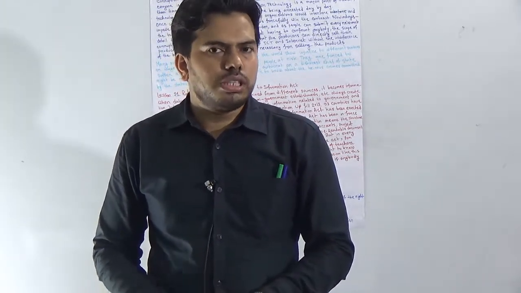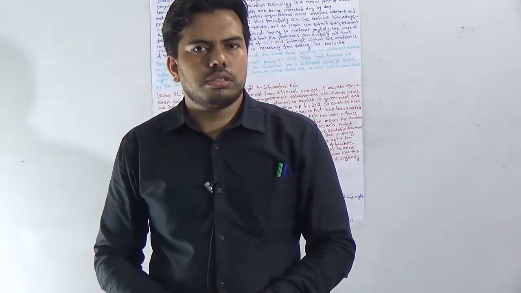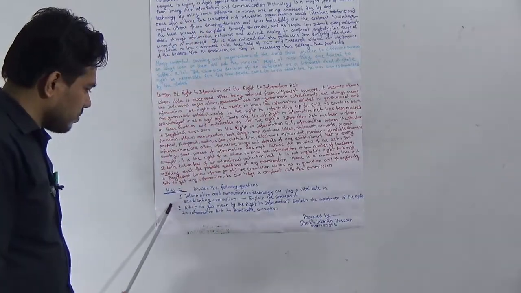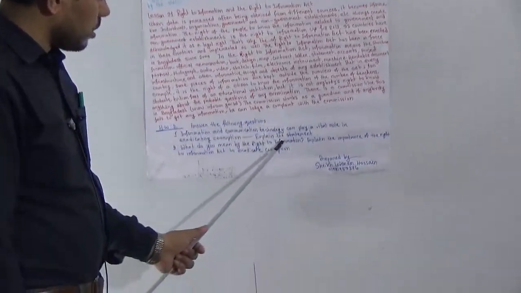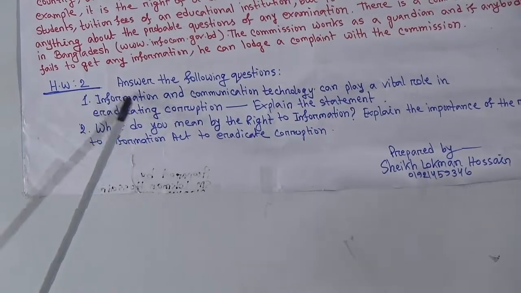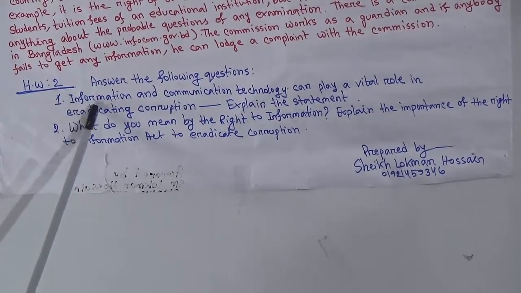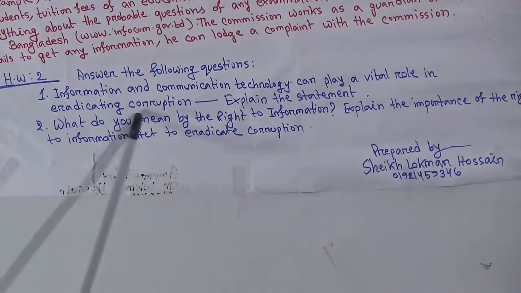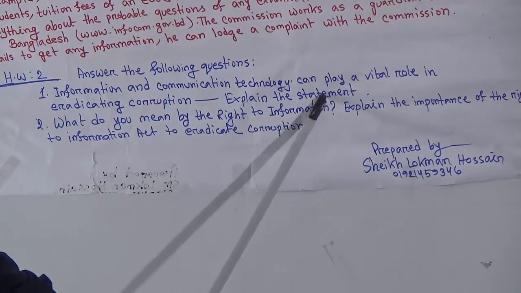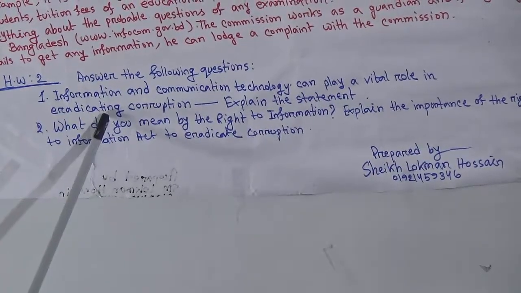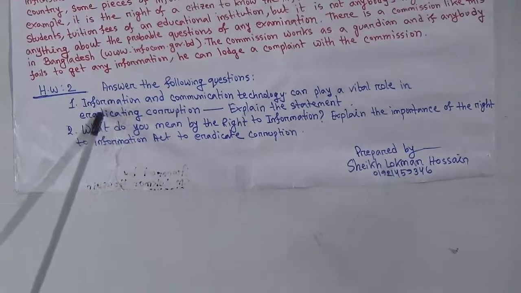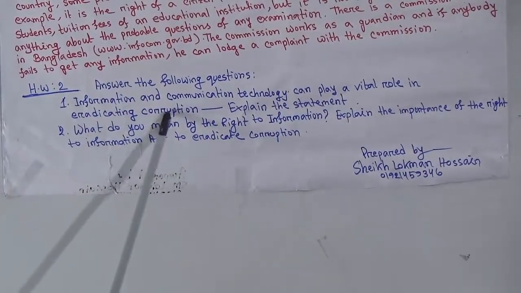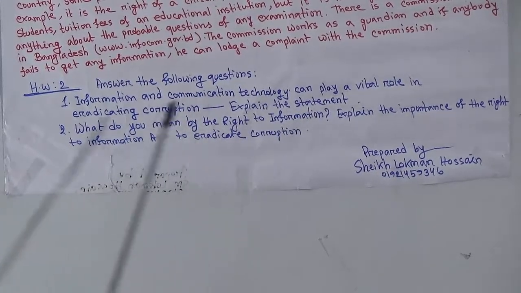Now you need to read the full text clearly and read loudly. Now pick up the HW. I have two questions, only two questions. Short question. Answer the following questions. Number 1: Information and communication technology can play a vital role in eradicating corruption. Explain the statement. It has been cited from lesson 20. Number 2.